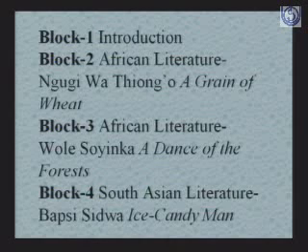Then we go on to block 4, which is Bapsi Sidhwa's Ice Candy Man. Now, this is the South Asian component of our course, and the novel that we have taken to represent the South Asian component is Ice Candy Man by Bapsi Sidhwa. And this novel is set in the extremely volatile period of the partition of India and Pakistan, which is 1947.